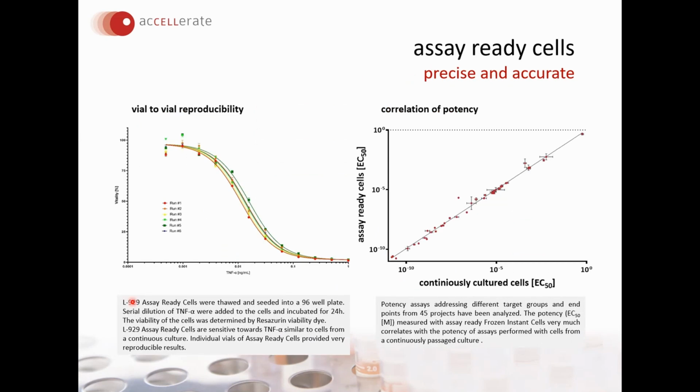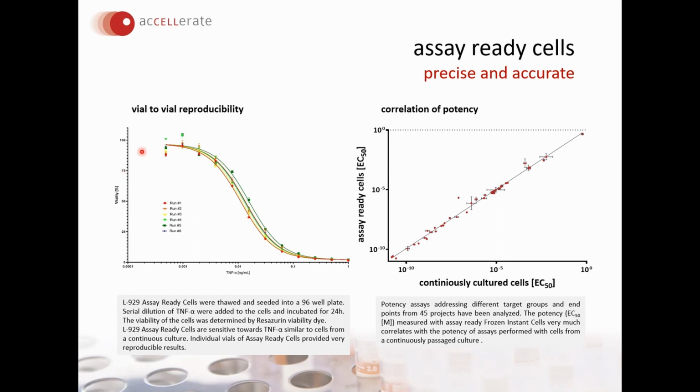This is some data to demonstrate how precise and accurate the use of Assay Ready cells are. On the left, this is a TNF-alpha cytotoxicity assay performed on L99 Assay Ready cells. So L99 respond with a toxic, TNF-alpha is toxic in a dose-dependent manner. And L99 cytotoxicity assay is a commonly used bioassay to determine the potency of the TNF-alpha preparation.